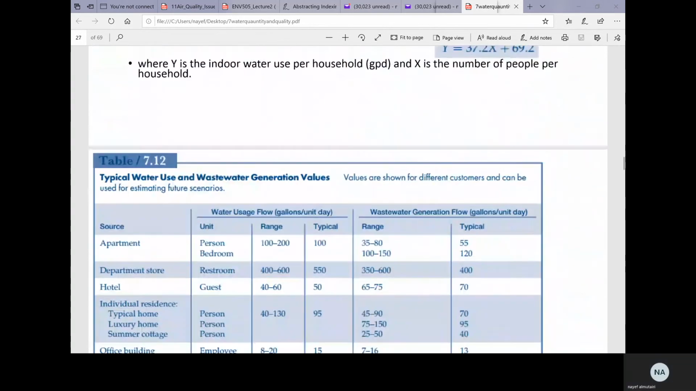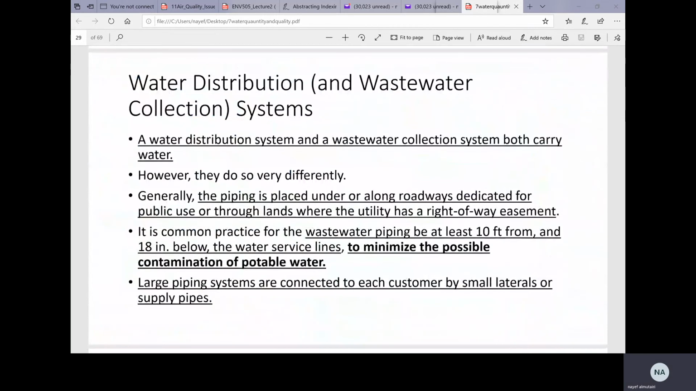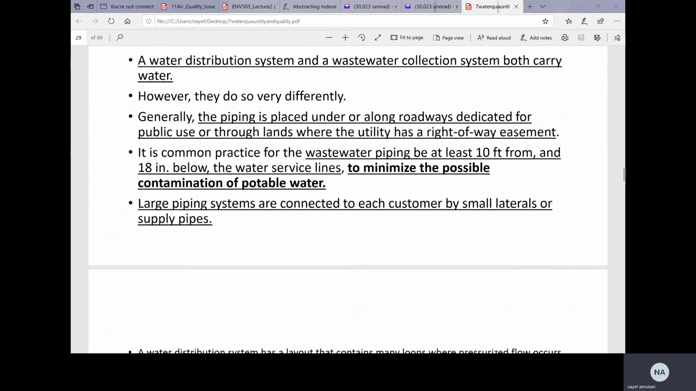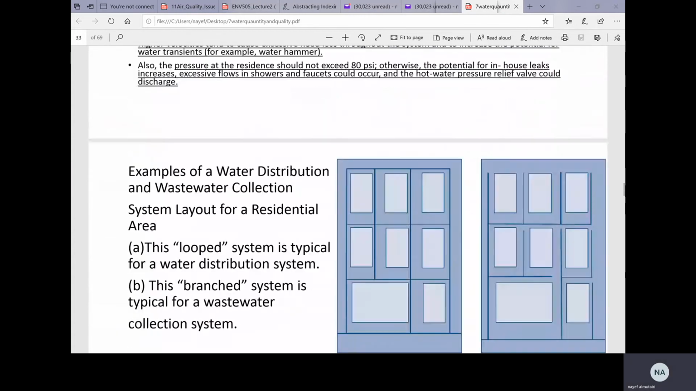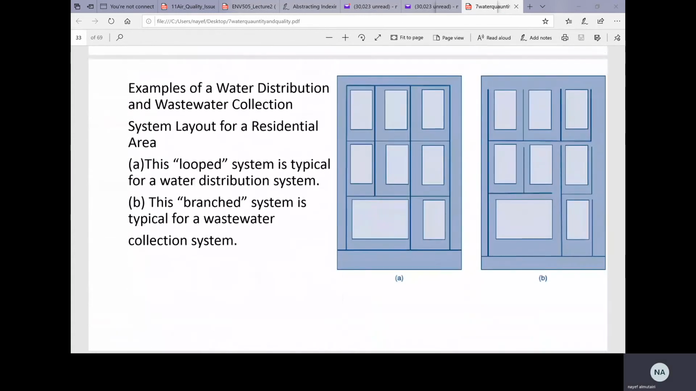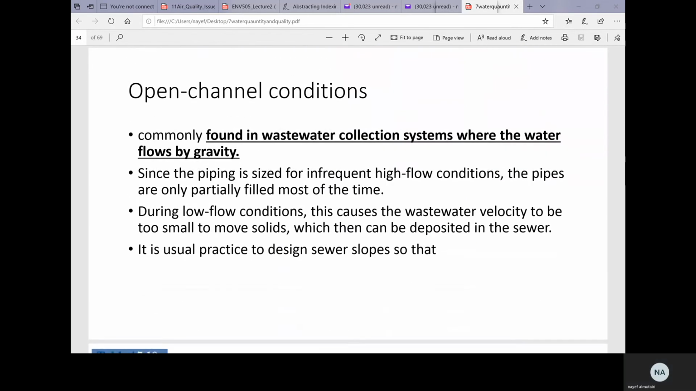Also, now there is the underground, there is either a water distribution system or a wastewater collection system, sorry. So we should know that A, to the left, is a loop system. This is for water distribution. B, the branch system, is for typical wastewater collection. Collection of the wastewater. And this is distribution from the Ministry of Water and Electricity.